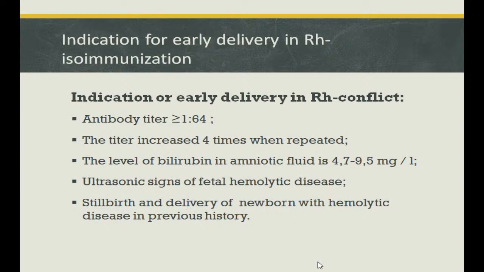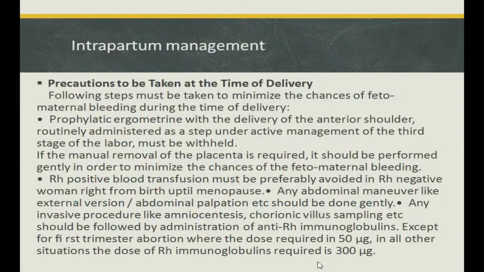Indications for early delivery in rhesus isoimmunization: antibody titer 1 to 60 for immediate delivery. The titer increases 4 times when repeated. The level of bilirubin is more than 4.7. Ultrasonic signs of fetal hemolytic disease are present, as presented in previous slides. Stillbirth and delivery of a newborn with hemolytic disease in previous history.